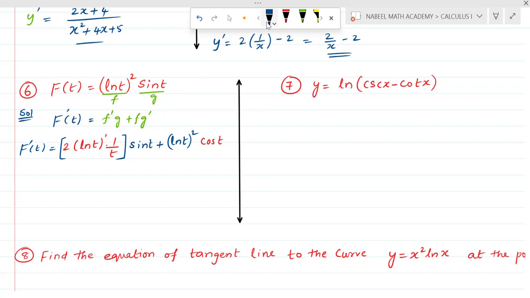Now if you simplify, y prime f prime of t is equal to ln t over t times sine t, you can write it in the numerator as well, plus ln t whole square times cosine t. So that's it, this is the answer. You have to use the product rule since it is in the product. Now let us go to the next one.